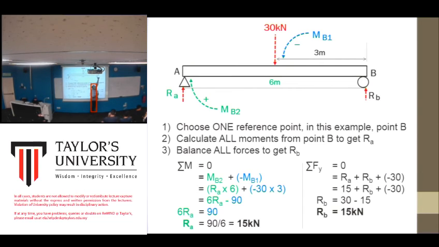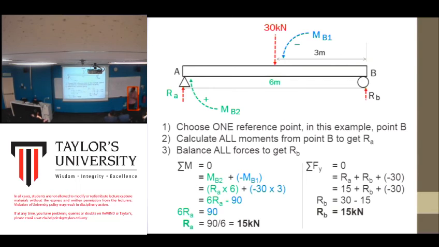So you solve the equation. You get RA equal to 90 divided by 6, you get 15. So this is the correct way on how to calculate it. Can? Okay, this is for moment.